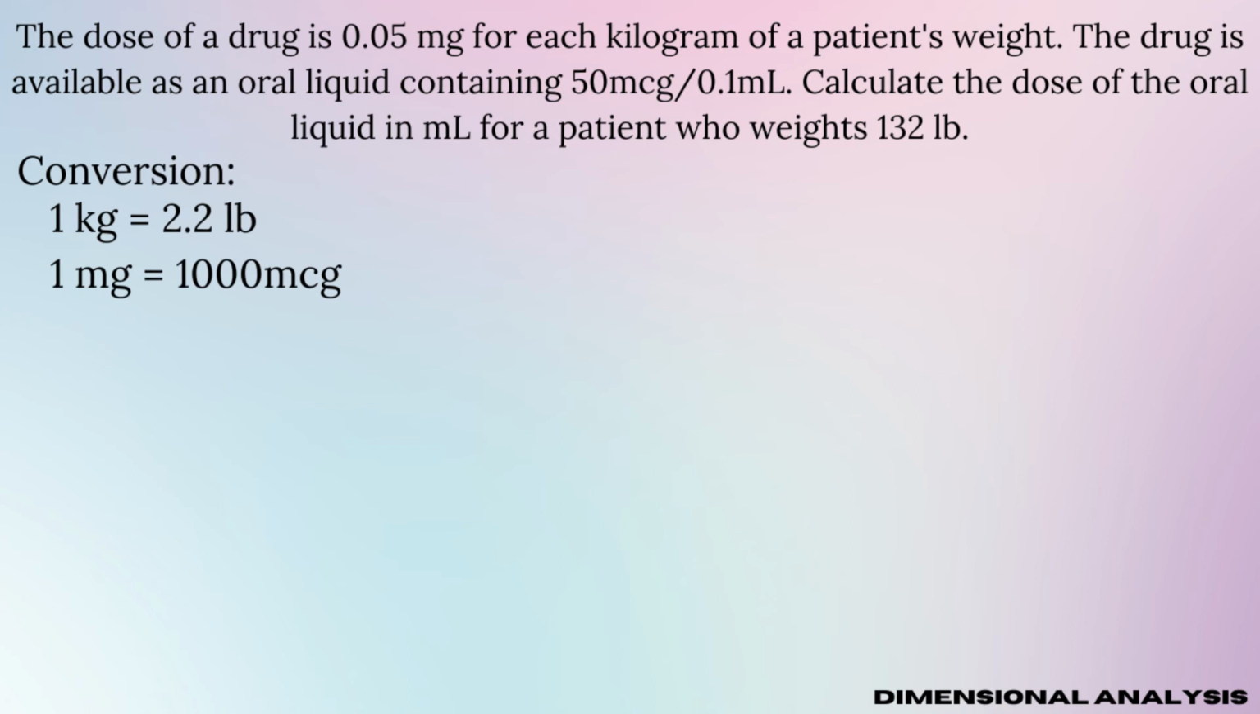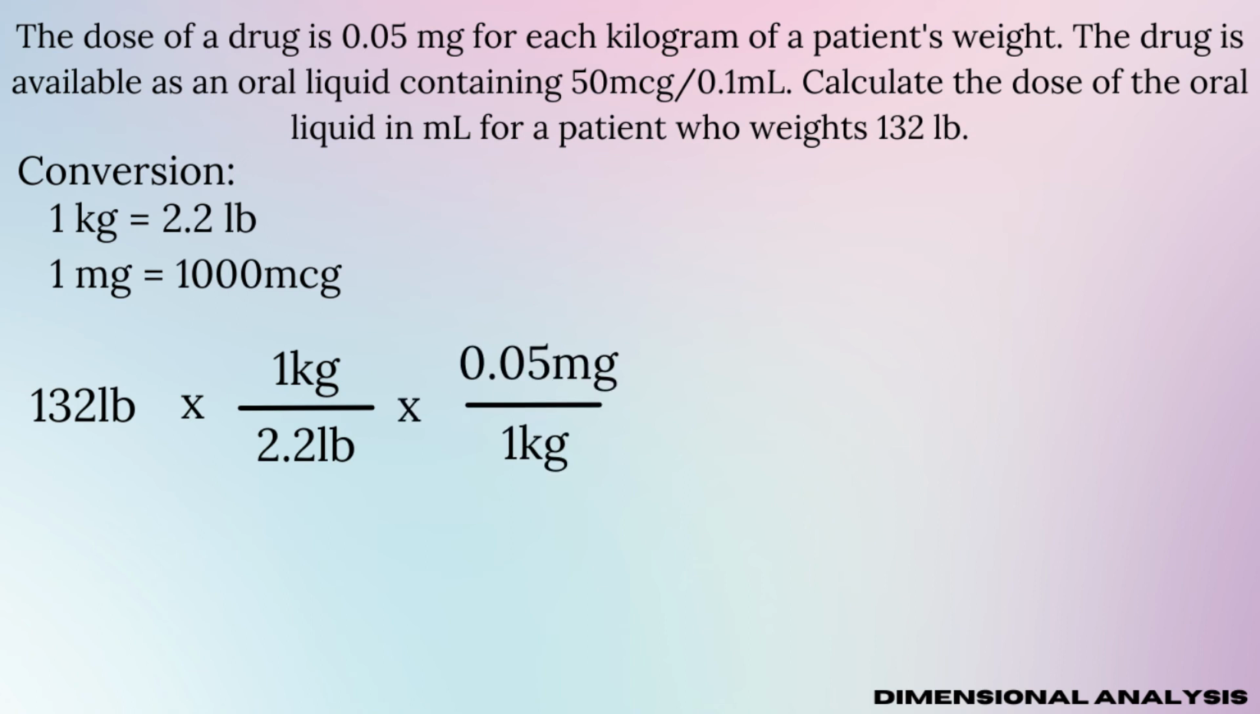First thing to do is to convert 132 pounds by multiplying it with 1 kilogram over 2.2 pounds. The purpose of converting pounds to kilograms is for us to get the dose of the drug, which is known to be 0.05 milligram per kilogram body weight. Kaya imumultiply natin ito with this dose. Right now, we already have the dose in milligrams.